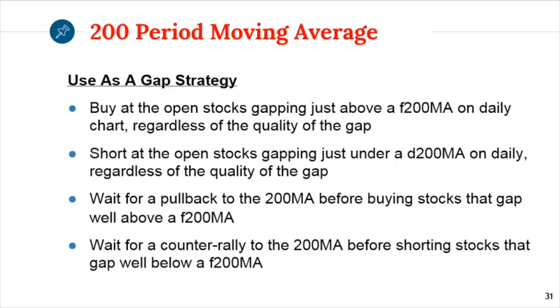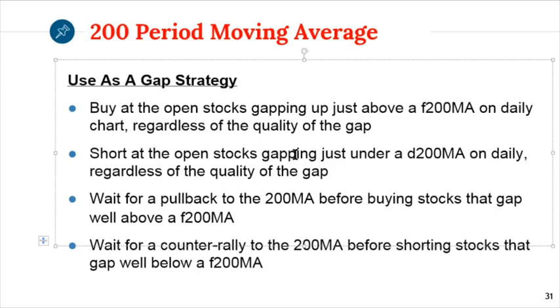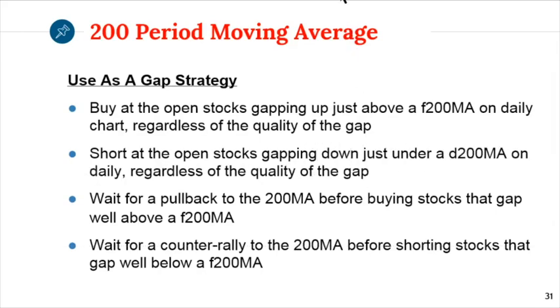Buy at the open stocks gapping just above a flat 200 MA on the daily chart, gapping up just above and then gapping down just below. So buy at the open stocks gapping up just above a flat 200 MA on the daily chart, regardless of the quality of the gap. Would you believe that? I'm saying it.